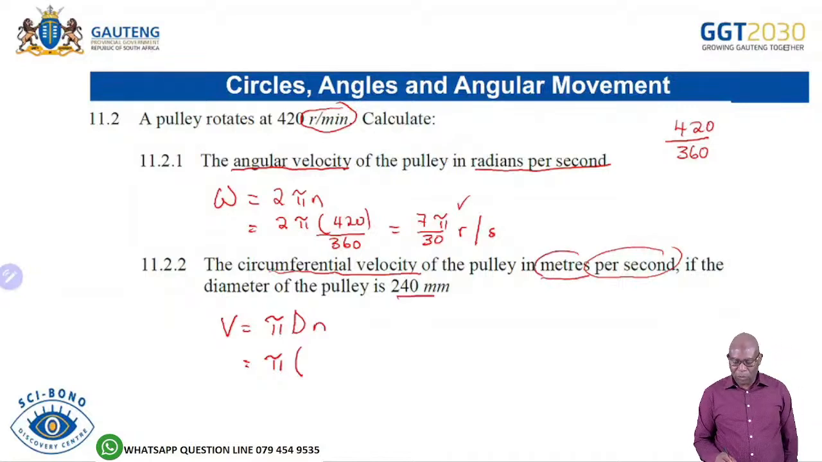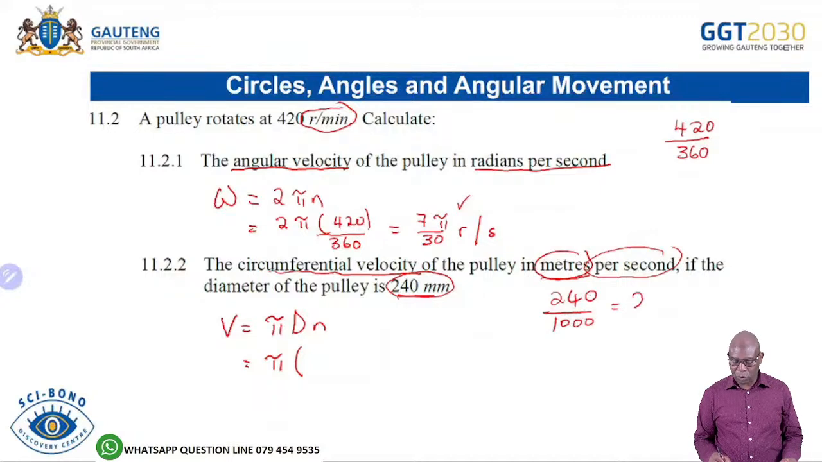Can you see what they want? The conversions in these questions on circles, angles, and angular movement are very, very important. It's meters per second, but we are given the diameter in millimeters. So I must change my 240 millimeters to meters. I'm going to divide this by 1,000.